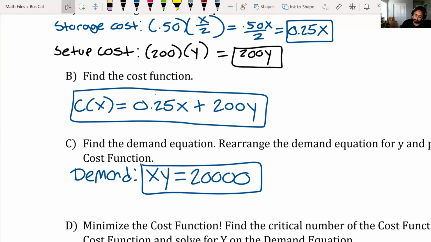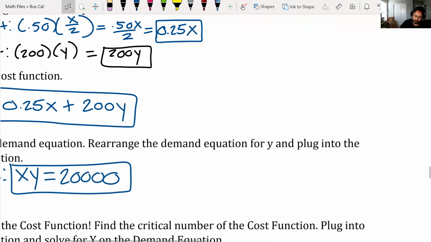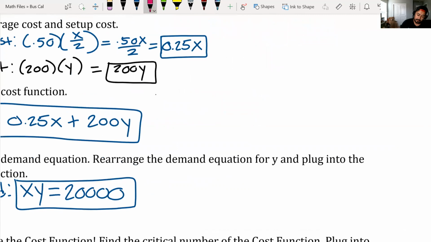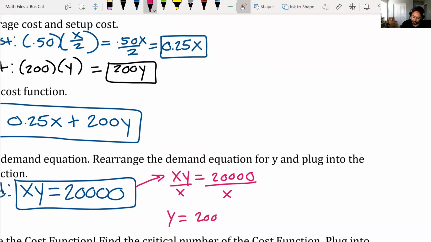There's demand. Now, what we're going to do next is take this demand equation and rearrange it in terms of y. So, x times y equals 20,000. I want to solve for y, so I'm going to divide by x, and this gives me y equals 20,000 over x. Or even better, 20,000 x to the negative 1.